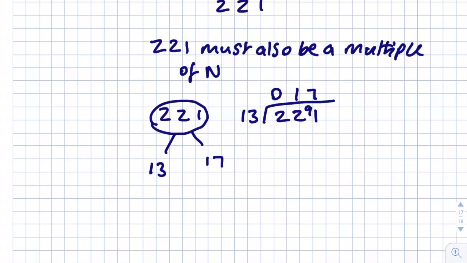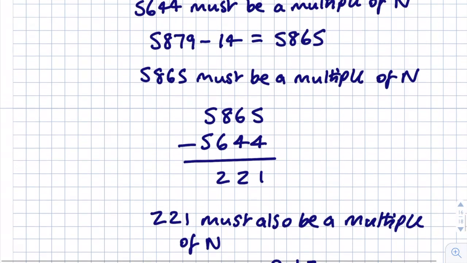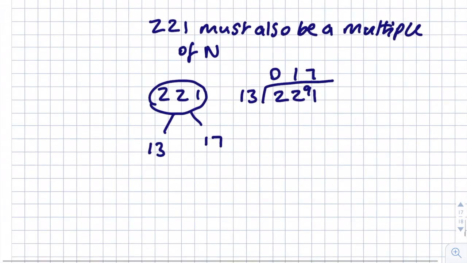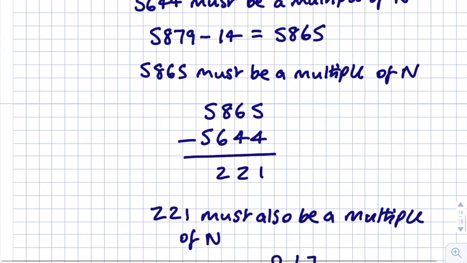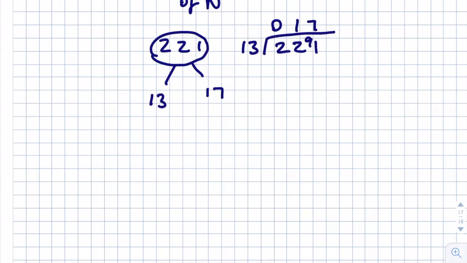But in order to check which is the right answer, I need to see whether 13 or 17 are factors of 5644 and 5865. So I'm going to start off with 13. So let's test whether 13 is a factor of 5644. I'm just going to go straight in with the bus stop method.